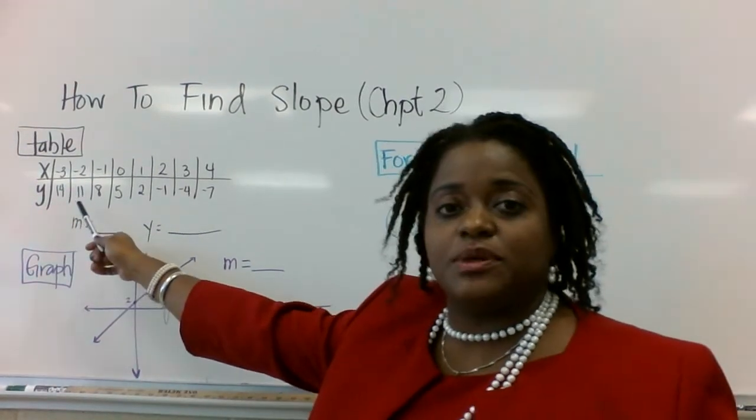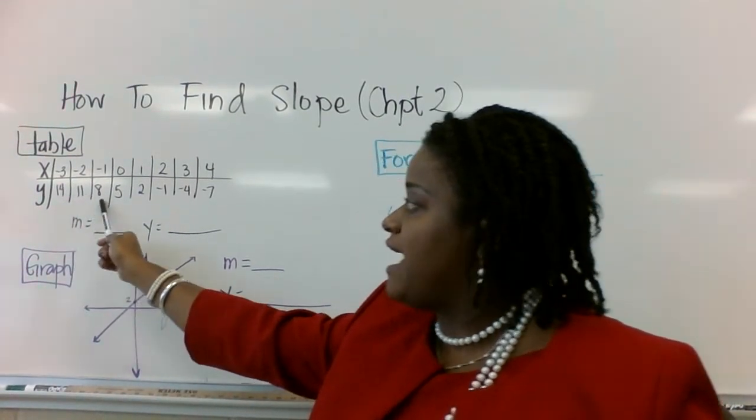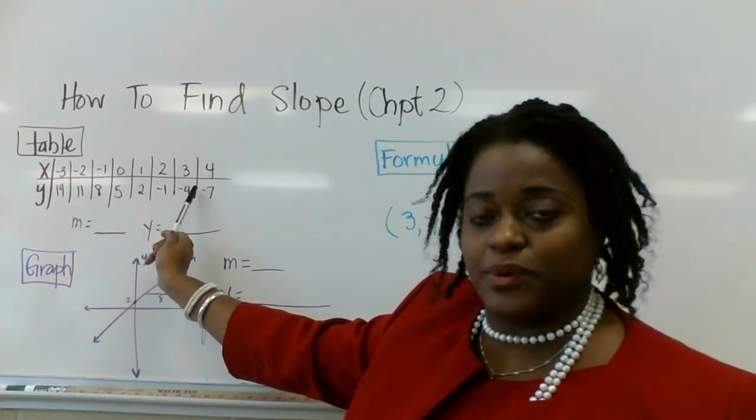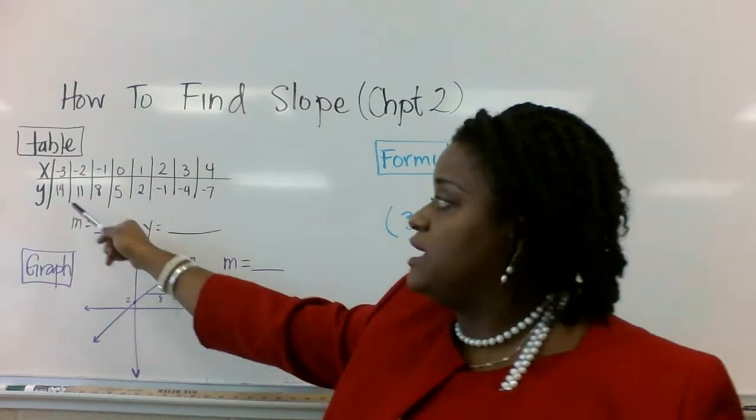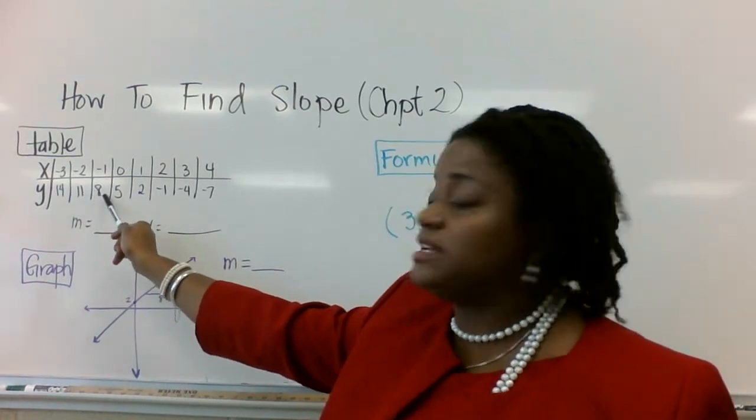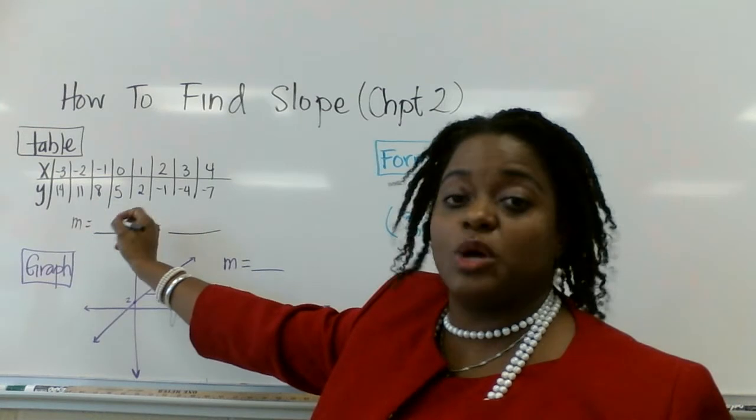When we have a table, we look at the y numbers and we try to see how it is growing. Here, it is actually decreasing by 3. 14 minus 3 is 11, 11 minus 3 is 8, and so on. So our slope is negative 3.